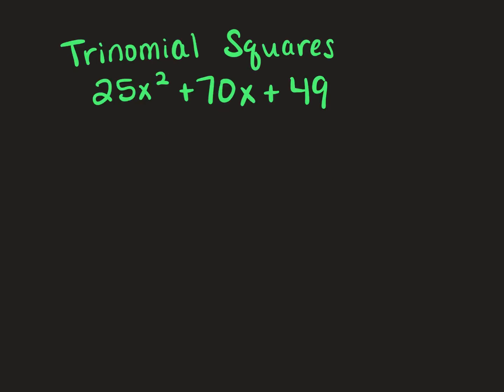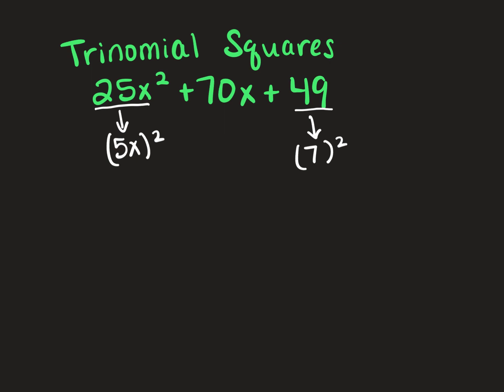This next factoring is called a perfect trinomial square. And these examples go along with page 291. So for this one, you want to be able to recognize that the first and last terms are perfect squares. And we're going to start by finding the square root of them. So 25x squared is going to have a square root of 5x. And 49 is going to have a square root of 7.